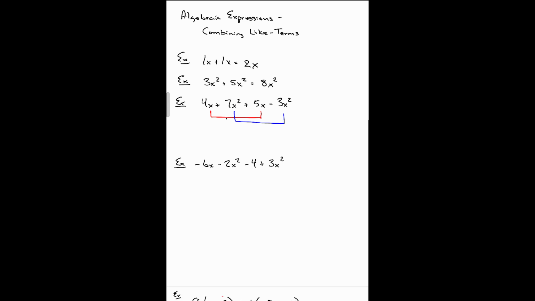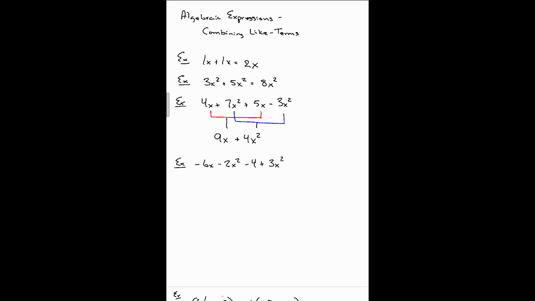So 4x plus 5x, well, that gets us 9x. And then 7x squared minus 3x squared, well, that gets us a positive 4x squared. So it's basically combining the steps that we did in the previous two examples into one expression. Also, it never hurts using colored pencils or different colored whatevers to denote your grouping. So that's what I did here, and in the next couple of problems, we're going to do the same thing. We're going to group everything by colors.